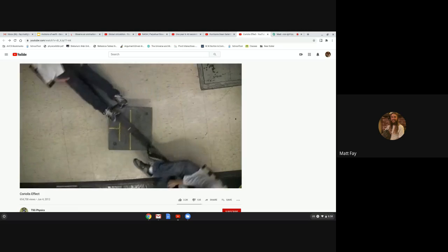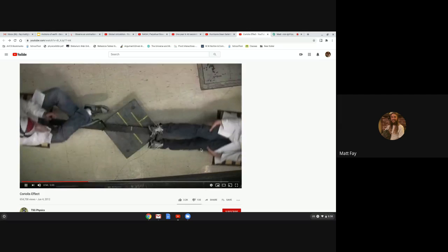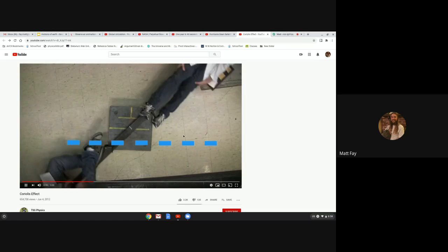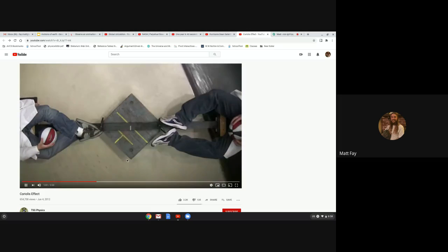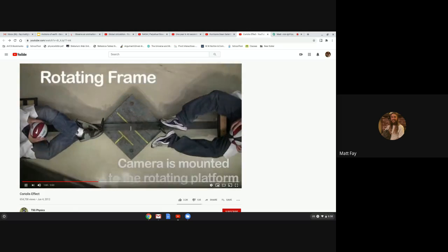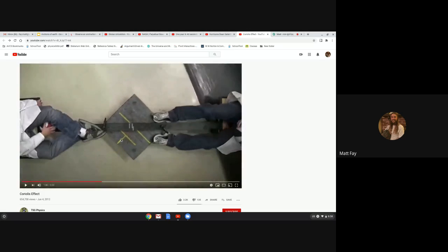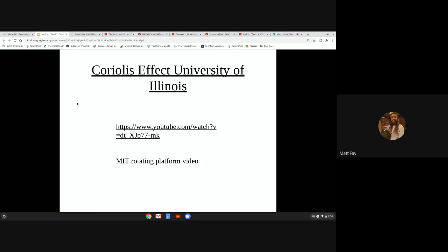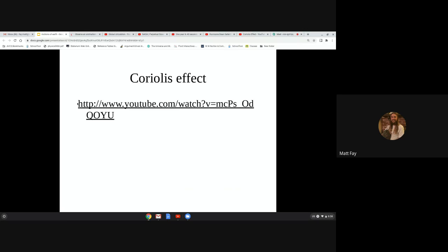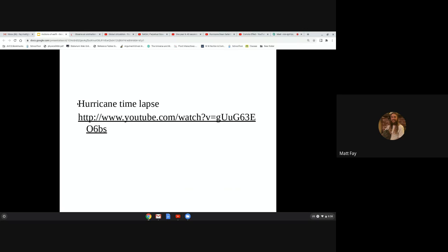Okay? And I think they draw a picture of this on here. Whoa. Okay, so that curved to the right path is caused because the people underneath are spinning. Okay, Coriolis effect. Great. If you want to watch more of the video, go for it. Good stuff.